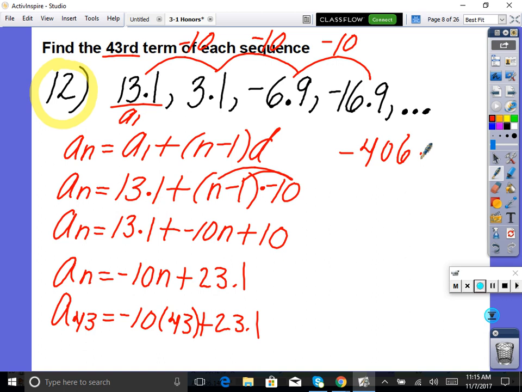Negative 406.9. Are we quiet because we don't understand what's going on, or just being quiet? All good? Now, once again, how does this make sense? Think about it. If I was to plug in 43 right here, that would be saying we're going to start with 13.1 and subtract 10 42 times, which makes sense because that would put us at the 43rd term. It's all making sense. Okay, cool.